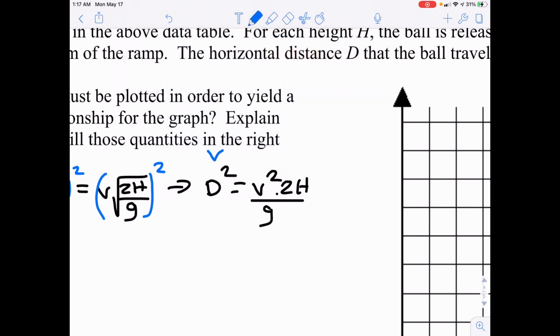Did I measure velocity? No, I did not. That was a constant value of 1.26 meters per second off the edge of the table. That's a constant. So if v is a constant, v squared will be a constant. 2 is obviously a constant. And g, the acceleration due to gravity on this planet, even though it's what we're looking for, is still a constant value. H would be the other variable mentioned.